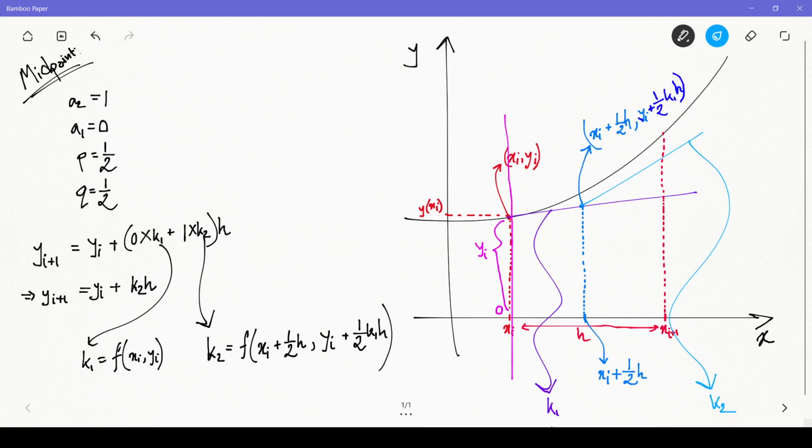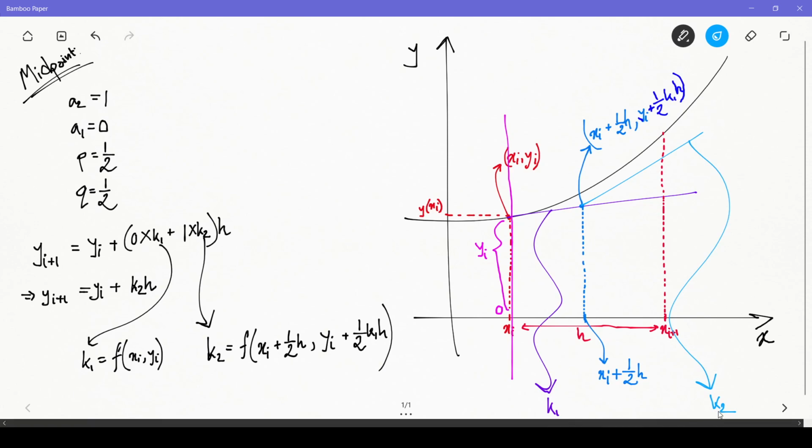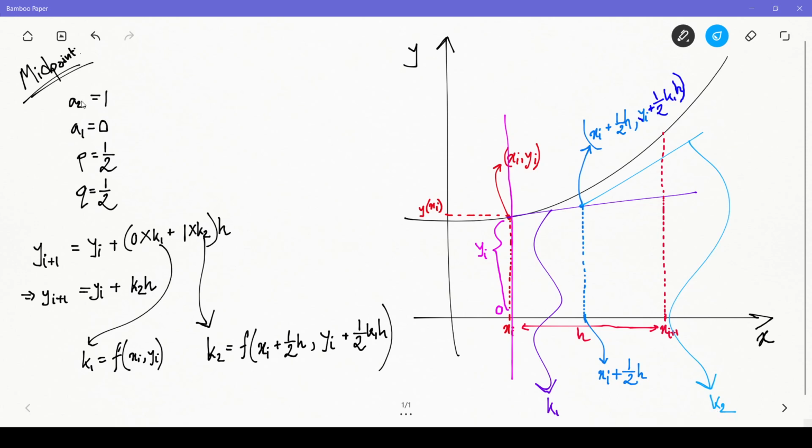We say that we will take a weighted sum of these two slope values, right? Now in the case of the midpoint method, I think by now it's clear why this is called the midpoint method, right? Because the value of k2 that we are coming up with is at the point x_i plus half h. It's at the midpoint between two adjacent values of the independent variable x. Okay, fine. So we know why it's called the midpoint now.